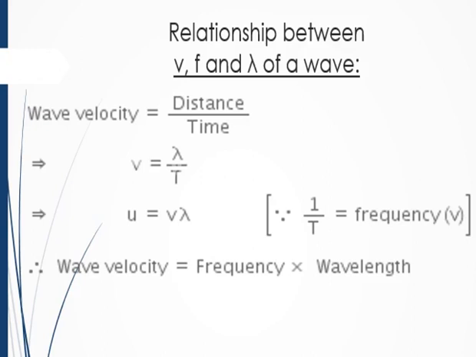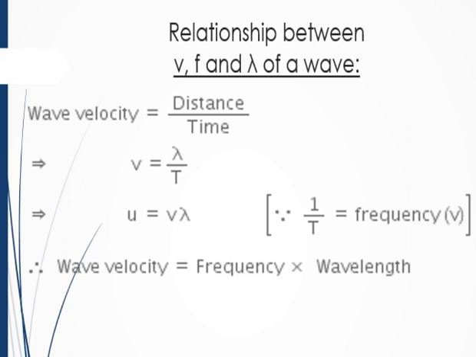Thus v is equal to f into lambda, where v is the velocity of the wave, f the frequency, and lambda is the wavelength. Or in other words, we may say velocity of the wave is the product of frequency and wavelength. Thus the velocity or speed of a wave in a medium is equal to the product of its frequency and wavelength. This is known as wave equation.